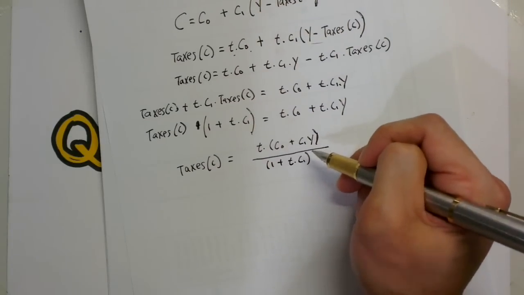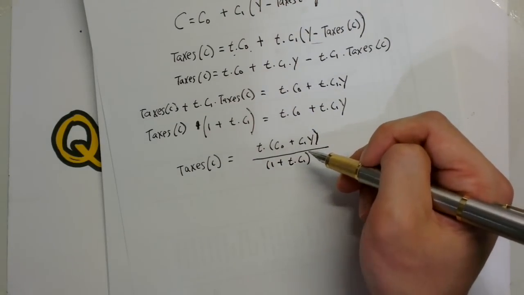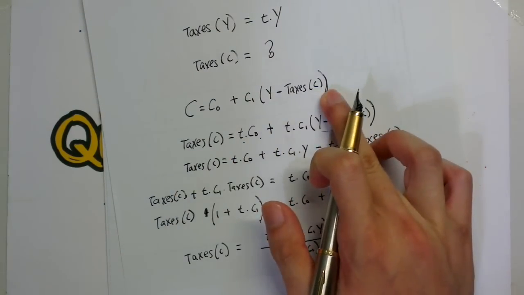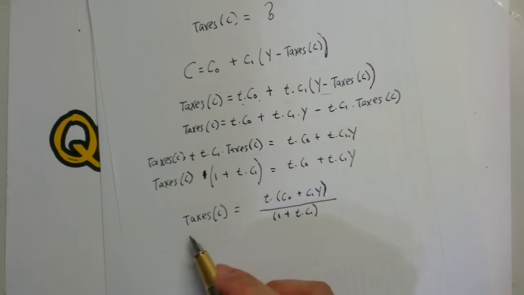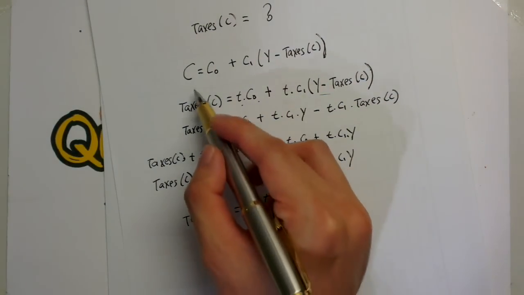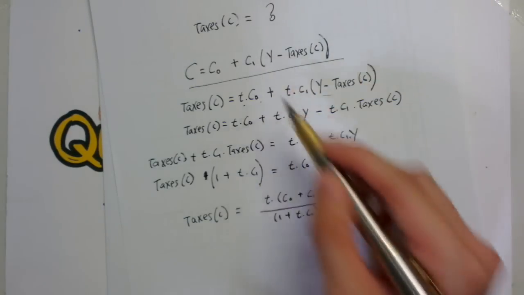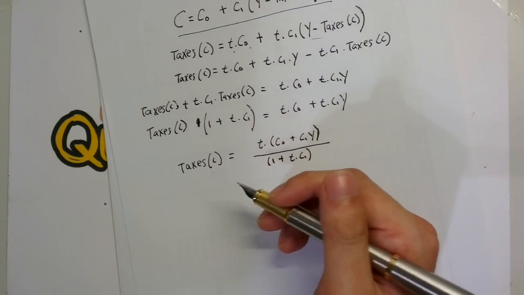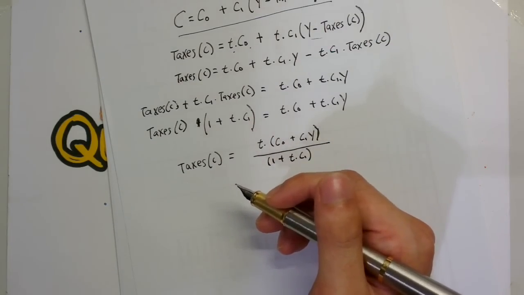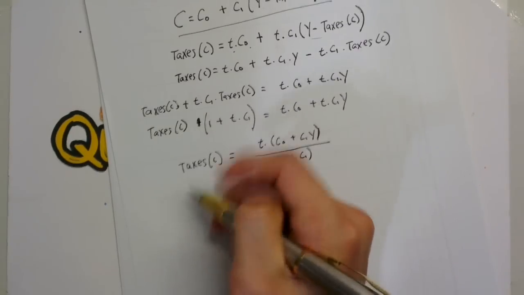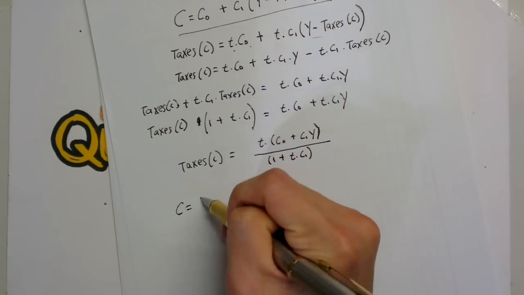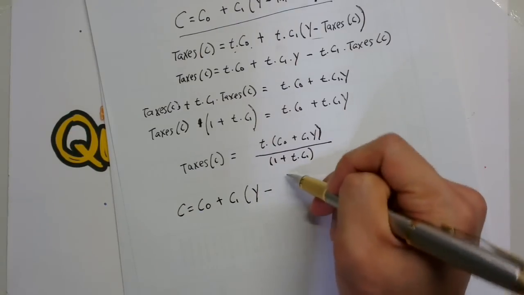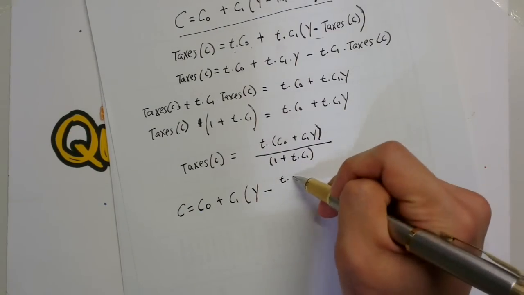Alright, cool. Now that we've got this thing, we can finally find this thing. So I'm going to do that right now. Consumption is going to be like this. I'm going to have C equals C naught plus C1 y minus the entire bunch of nonsense over here.